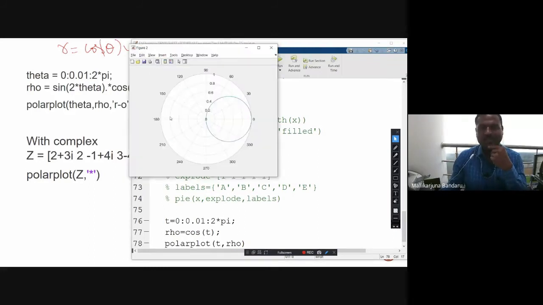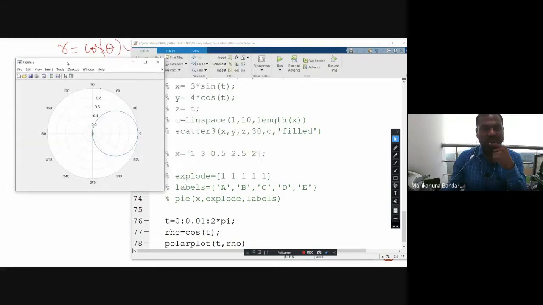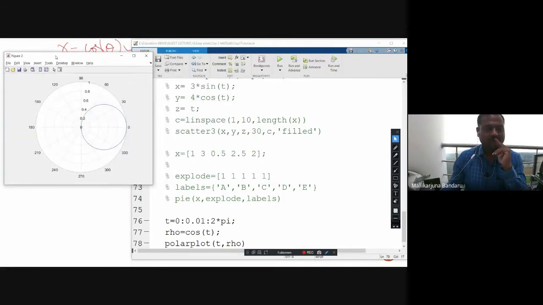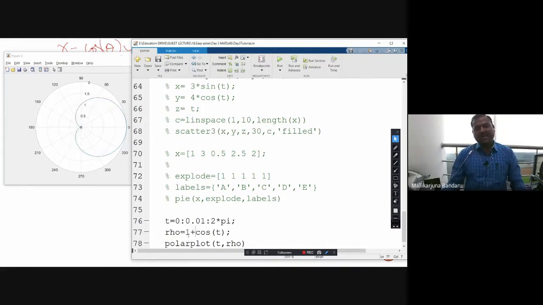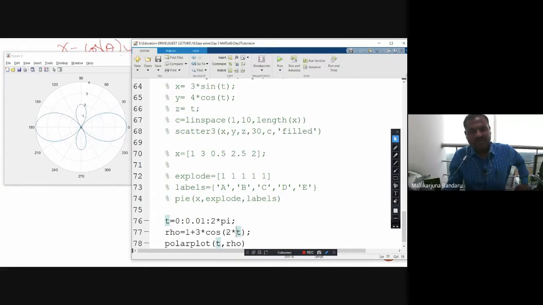See, this is the plot, polar plot. R is equal to cos theta. Let me change, suppose 1 plus cos t. It's a cardioid shape, I think. Or if you would like to make it 1 plus 3 cos 3t, what it represents. Next, suppose inside of the cosine, if it is 2 times, what changes? Let's see here, 1 plus 3 cos 2t. And suppose I'll make 1 plus 6 cos 2t.